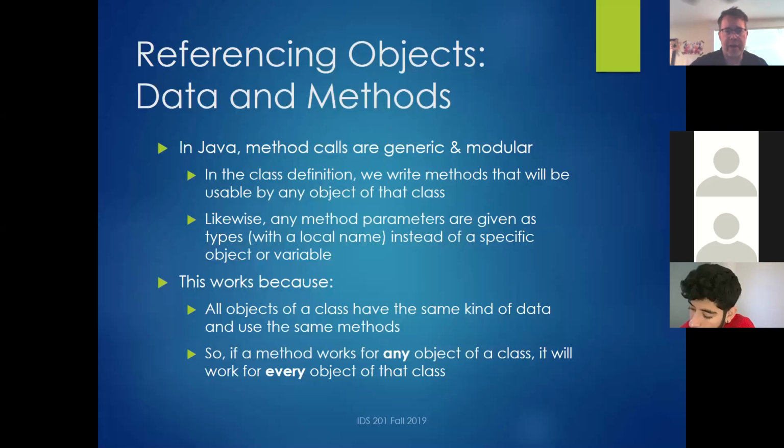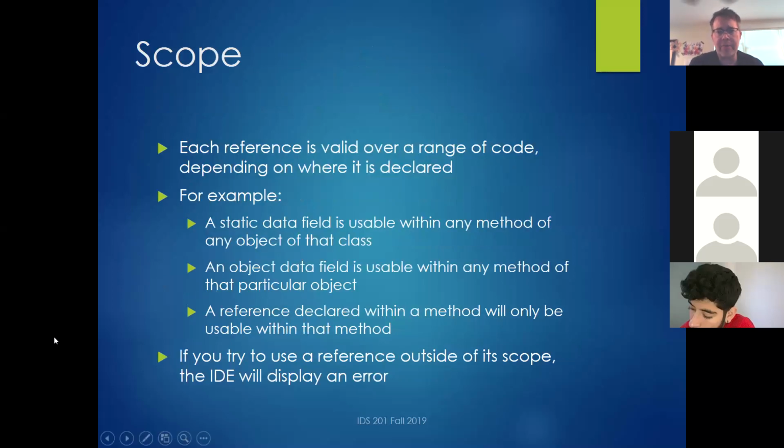This is a good point to bring in the concept of scope. Every reference in Java is valid over some range of code depending on where it's declared. For example, a static variable or a static data field is going to be usable within any method of any object of that class, right? Since it's applicable to the entire class, it has scope throughout the entire class definition.